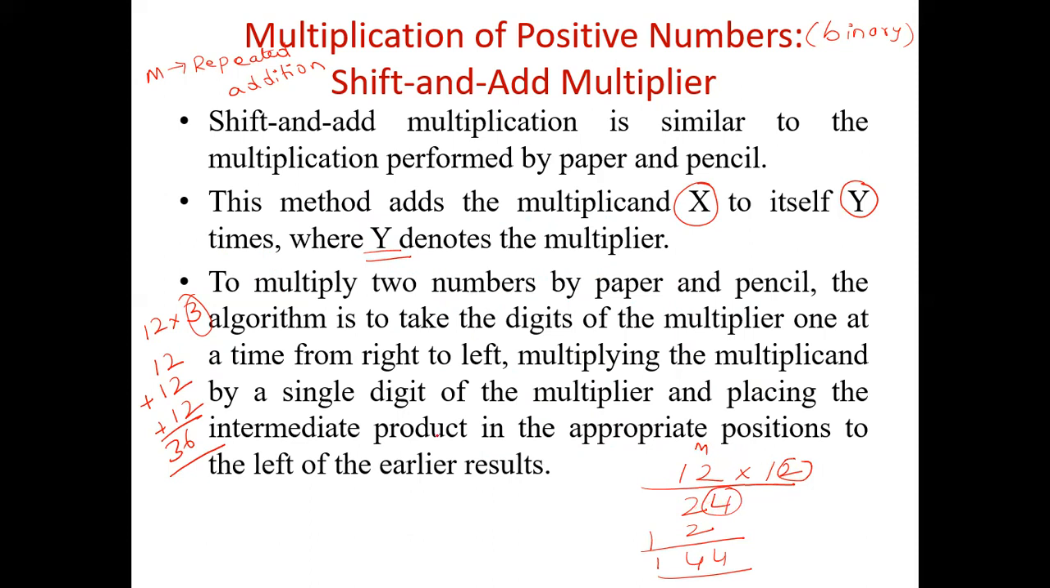So if you understand the term clearly, I will perform 2 into 2, 4, and 2 into 1 I am placing to the left of the previous result. So the left side of the previous result is this one. That's why I am writing it as 2. This is called the intermediate product. The same way we are going to perform it for a binary number. The term we are going to use is called shift and add.